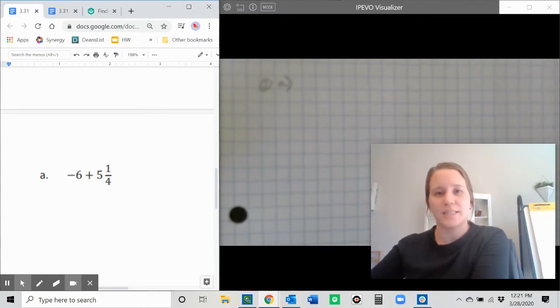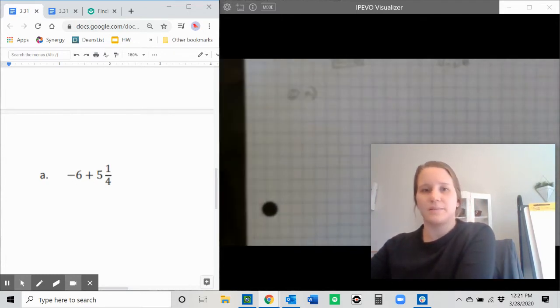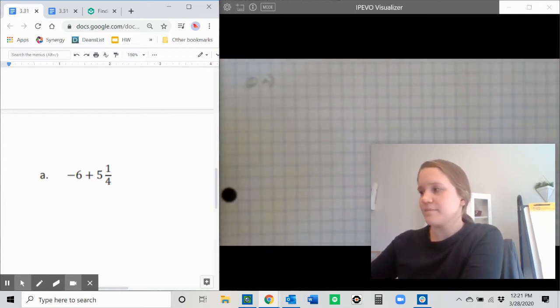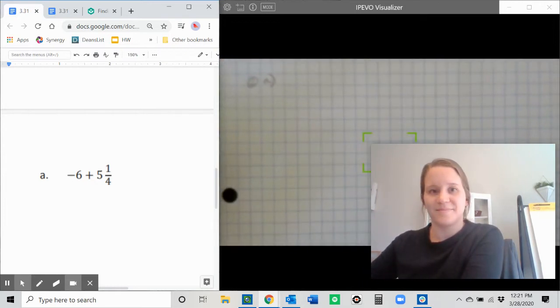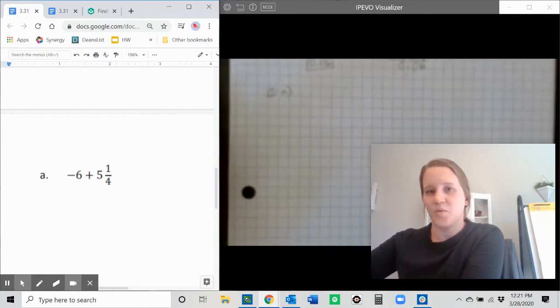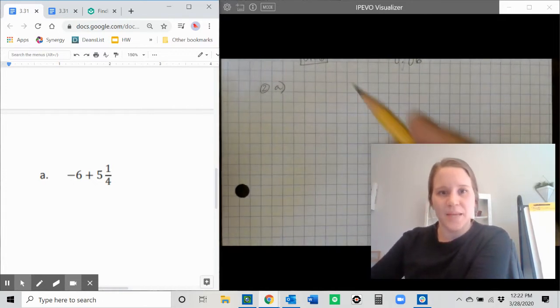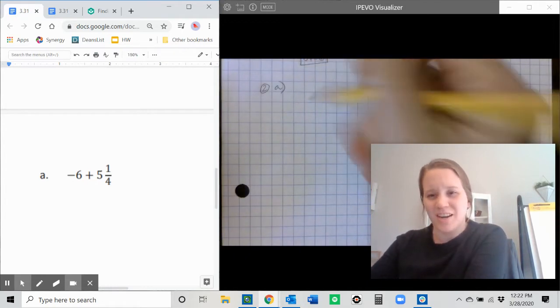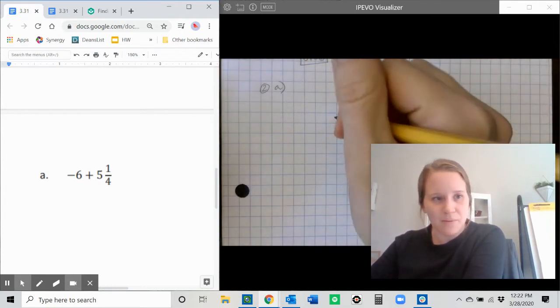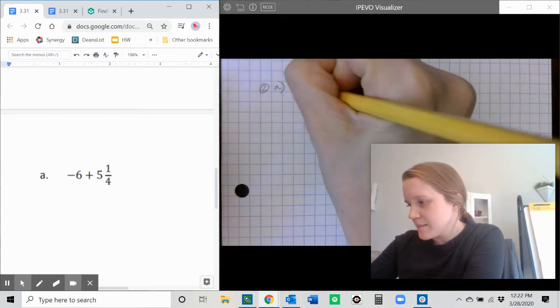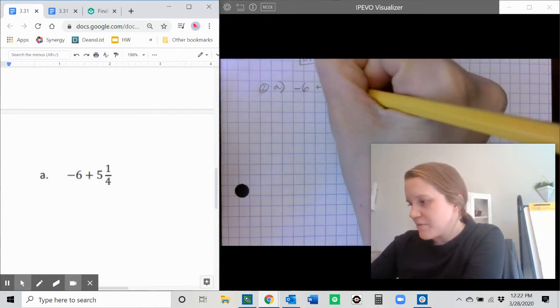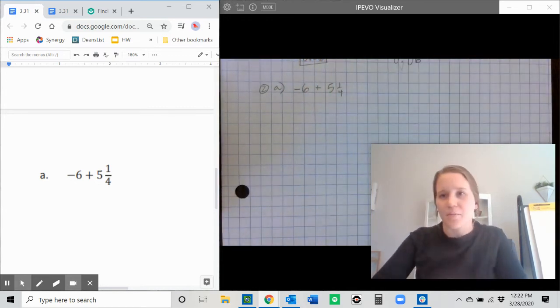So before I start, let me make sure I'm in focus. There we go. Okay, I'm going to go ahead and rewrite the question, and then I'm going to move so this document camera can be actually bigger. -6 plus 5 and 1/4. Go ahead and make your paper look like mine.